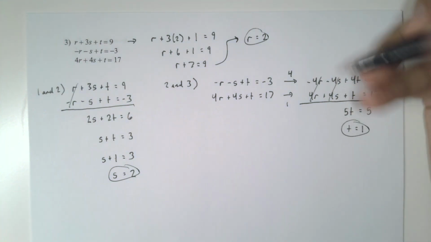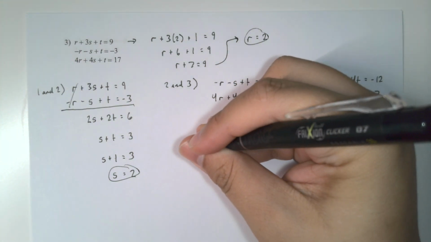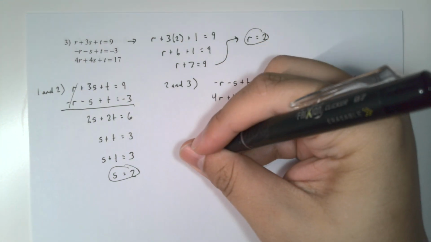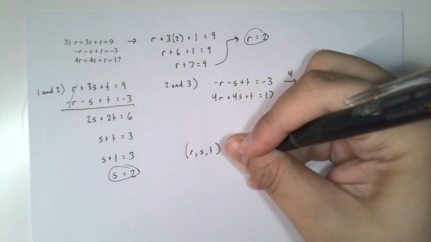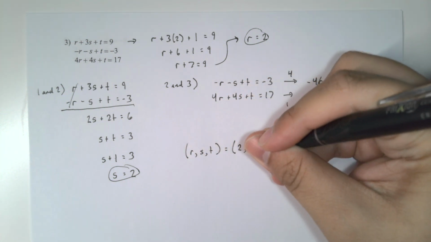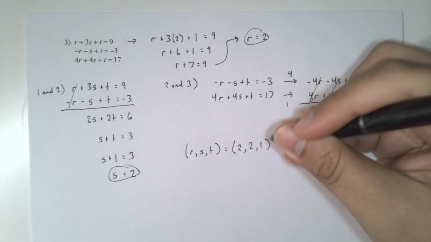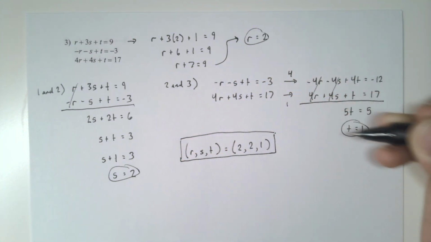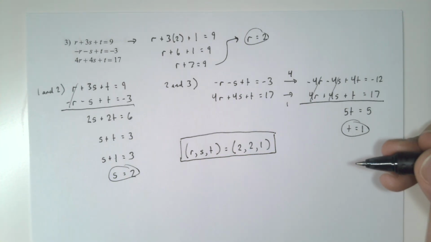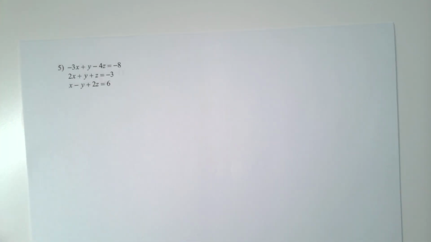And so now that we know what each of our variables is, our final answer, again, keeping these in alphabetical order, r, s, t, is going to be 2, 2, 1. And there we go. So that's our final answer for number 3. Let's look at the next one.